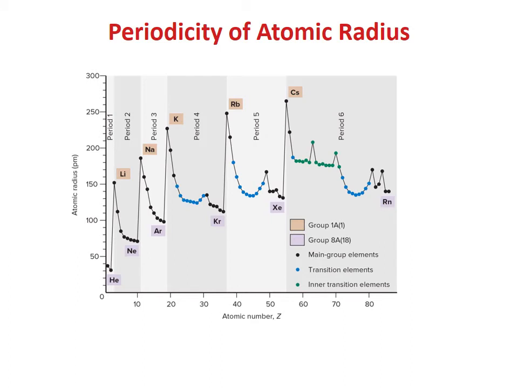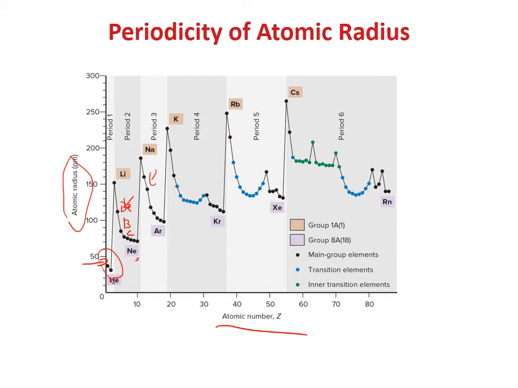Here again shows the periodicity of atomic radius, as a function of atomic number. The first element is hydrogen right here, and then helium. This is period 1, and you can see the size decreases from hydrogen to helium. Same for period 2: lithium, beryllium, boron, carbon, and then nitrogen, oxygen, fluorine until neon. Across a period, the size decreases.